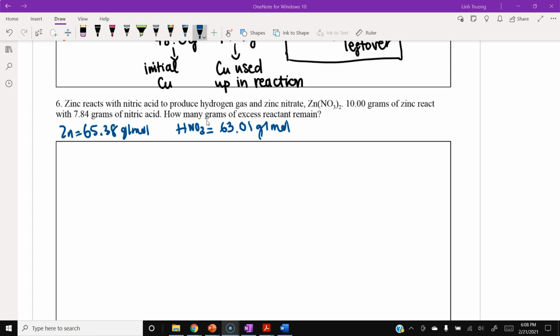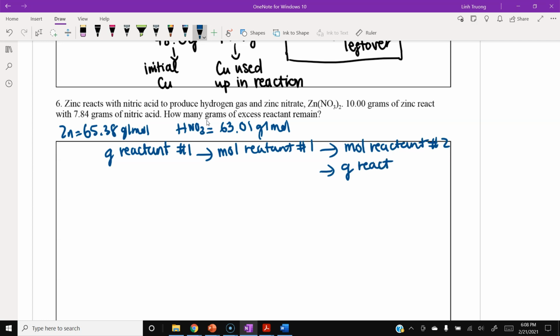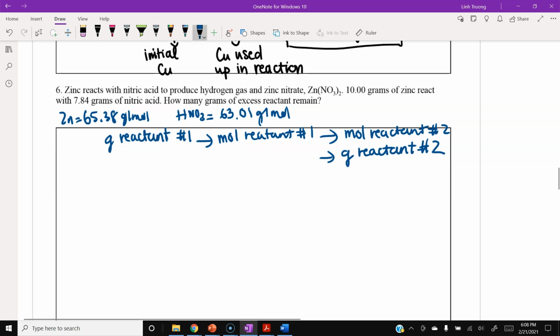So let's start with our reactant number 1, which is zinc. What I want to do is go from gram of reactant number 1, to mole of reactant number 1, go to mole of reactant number 2, and then go back to gram of reactant number 2. So that's my game plan here. That's what I'm trying to do. So let's do our 2 calculations.